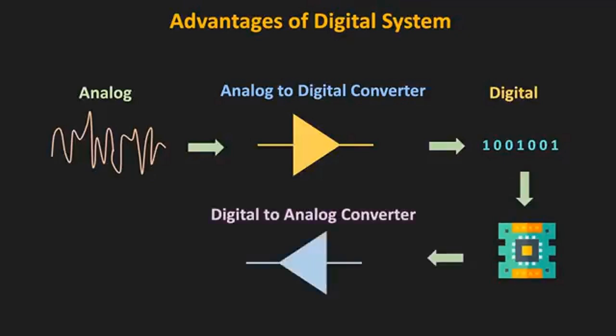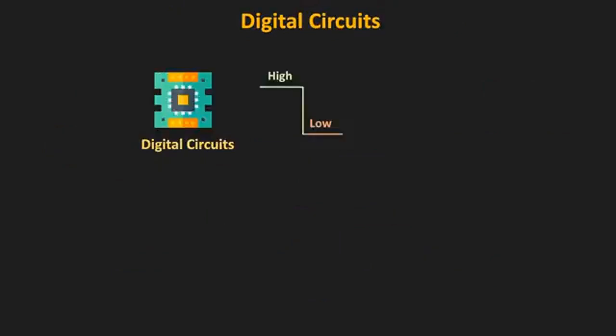So initially analog signals are converted into digital using analog to digital converters, then they are processed, and again they are converted into analog form using digital to analog converters. So ADCs and DACs are very important in real-time applications. Next we will discuss something about digital circuits.